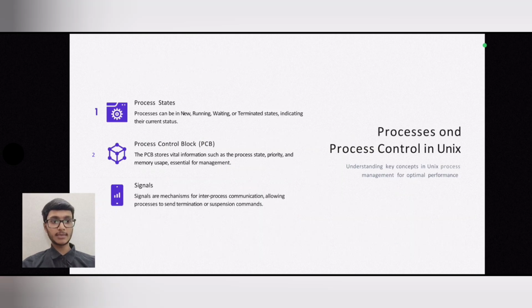Process and process control in Unix. Process states. A process can be in new, running, waiting, or terminated states, indicating its current status. Process control block, PCB. The PCB stores vital information such as the process state, priority, and memory usage, essential for management of Unix operating system. Signals. Signals are mechanisms for inter-process communication, allowing processes to send termination or suspension commands.